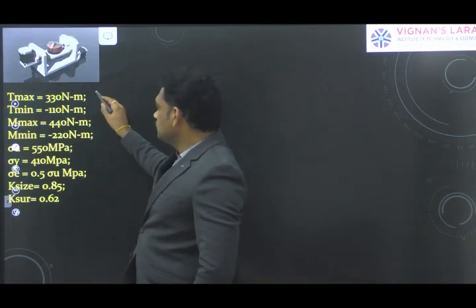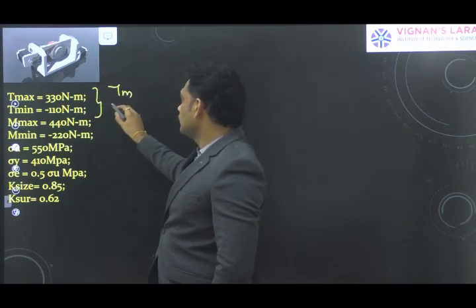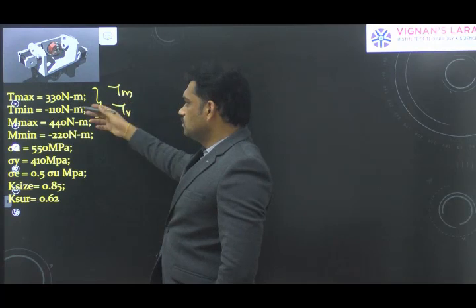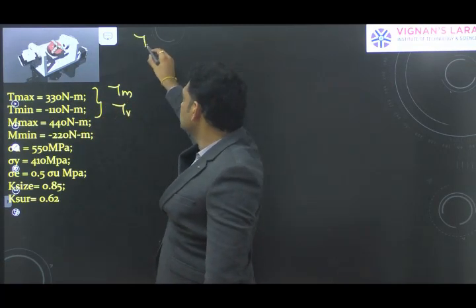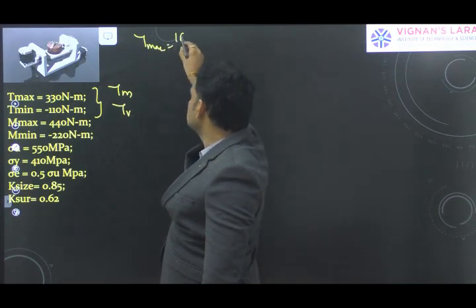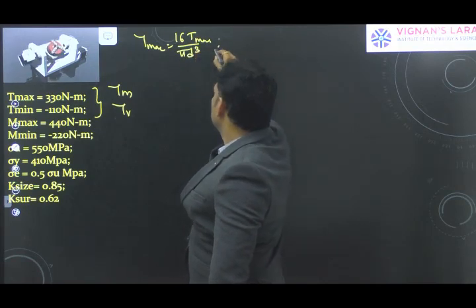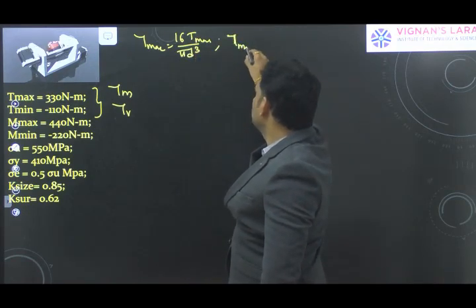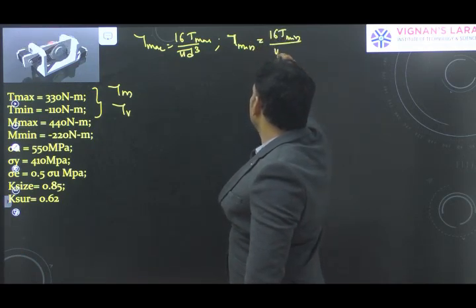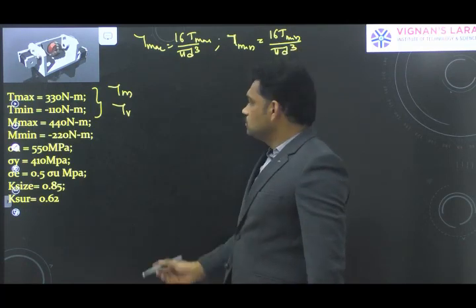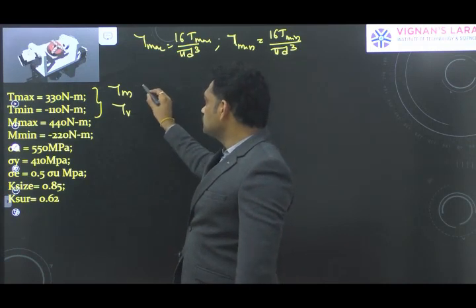So using these maximum and minimum torques, you can find out the mean stress and variable stress using the relations. Using the maximum and minimum, you can find out the maximum shear stress, tau max, which is given by 16 T max by pi d cubed. Similarly, the minimum torsional shear stress, tau min, is given by 16 T minimum by pi d cubed. So using these T max and T minimum, we can find out the mean torsional shear stress and variable stresses.